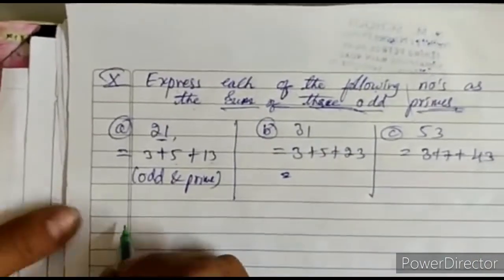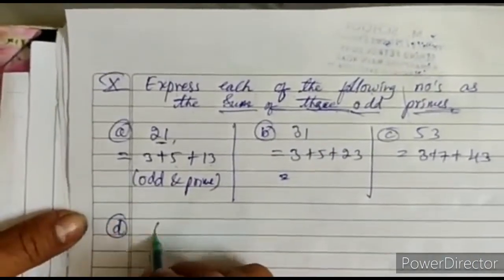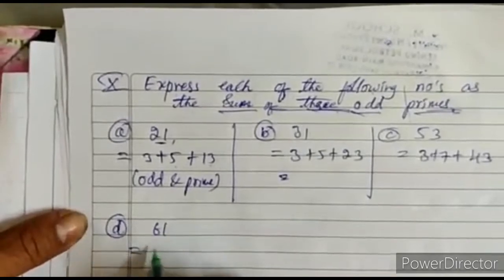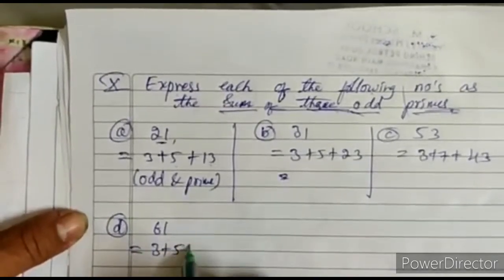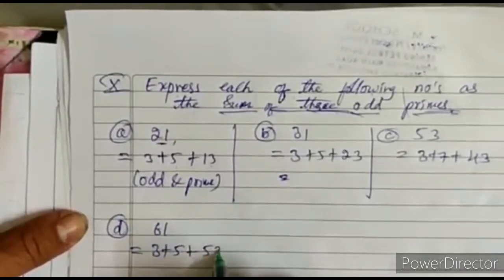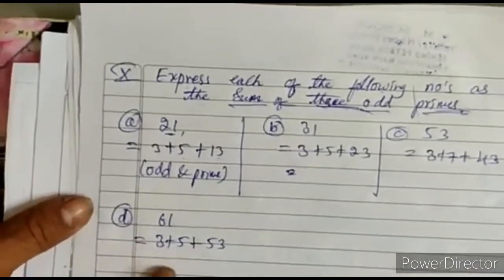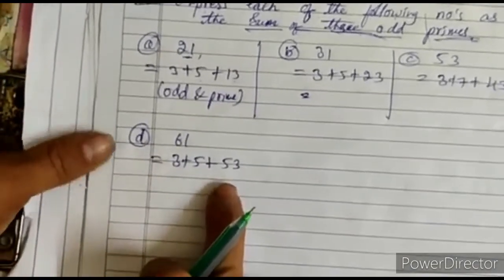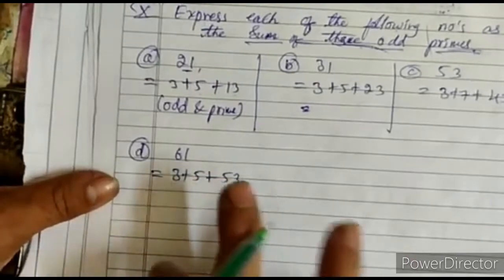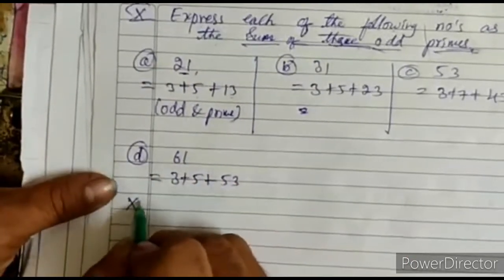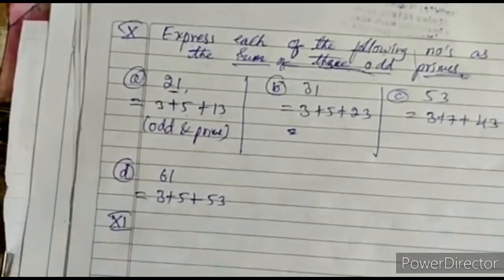And D1, I will try to explain. So 61 is given. So what do we have to take? 3 plus 5 plus 53. These 3 are also odd and prime numbers. Got it? So next I am going to explain the 11th one.